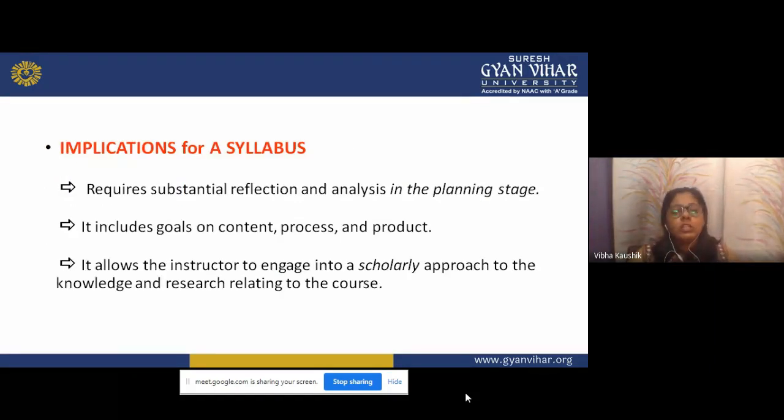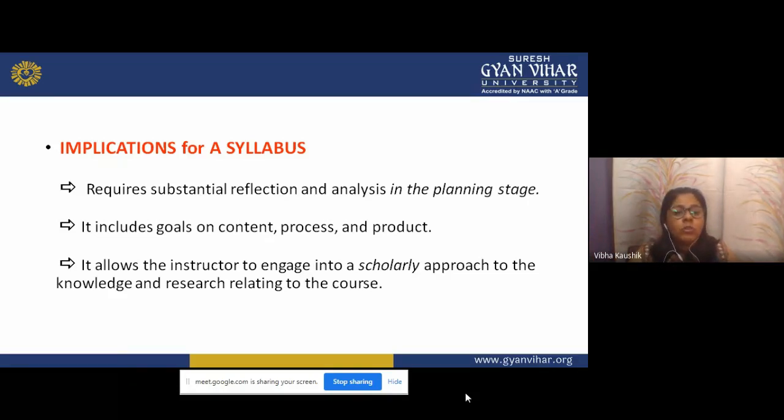Now, implications for a syllabus. When you are designing a syllabus for your particular subject, these are the certain implications. It requires substantial reflection and analysis in the planning stage. Means you have to analyze what content will be in your syllabus, and a reflection should be there on which topics will be covered in that particular subject.